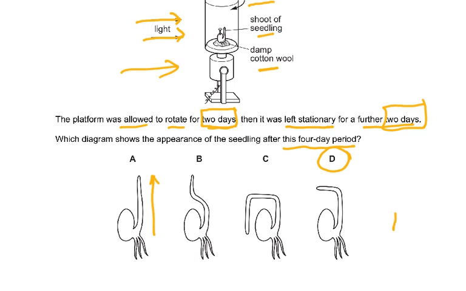Why? Because it would go straight, and then it was stationary. It would grow towards light. I wouldn't say it would bend towards light. That would be wrong English. It will grow towards light. So first it will grow in the 2 days. It will grow straight, and then the next 2 days. So this was the first 2 days up to here, and then this is the next 2 days up to here.